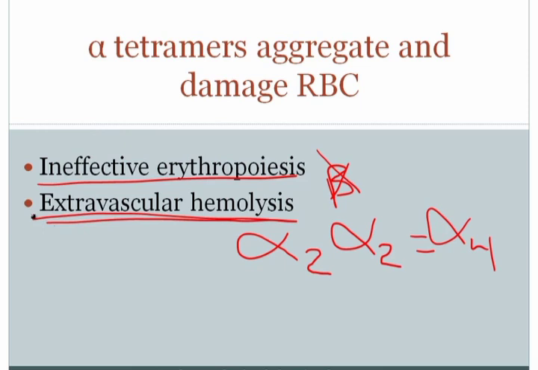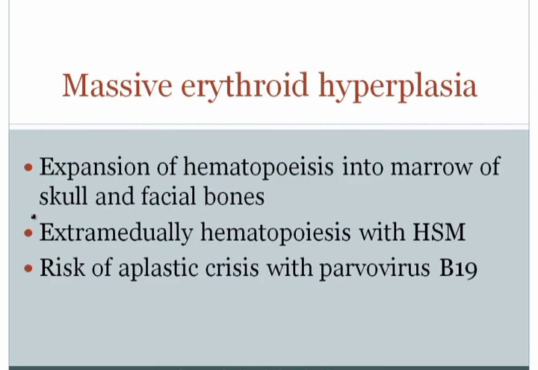And so this is the reason why these patients have severe anemia. Now, because they have such severe anemia, they get a massive erythroid hyperplasia. What do I mean by that? Well, before you can understand massive erythroid hyperplasia, you need to remind yourself that usually erythropoiesis and hematopoiesis, in particular erythropoiesis, occurs usually in the central axial skeleton.